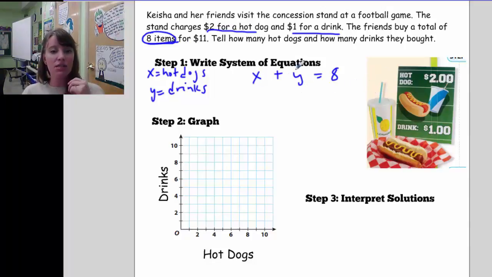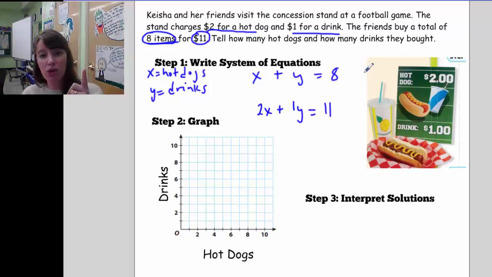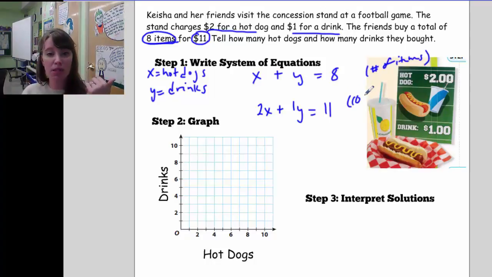Okay. The second thing that we know is that it's $2 a hot dog and $1 for a drink. So the total amount that Keisha and her friends spent is $2 times the amount of hot dogs they bought, plus $1 for the amount of drinks they bought, and that totaled up to $11. So one equation is going to be the number of items, while the other equation is going to represent cost.